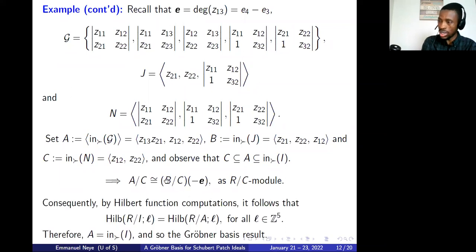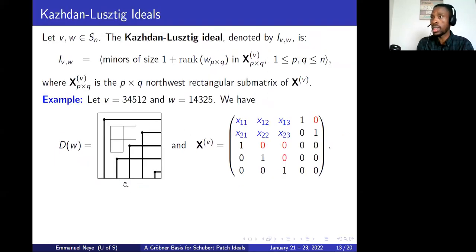And again, just using the two module isomorphisms I showed you just now, we will have this equality of Hilbert functions, and that also gives rise to this equality. And so we have the Gröbner basis result by definition. Okay, so let's see another class of generalized determinantal ideals.